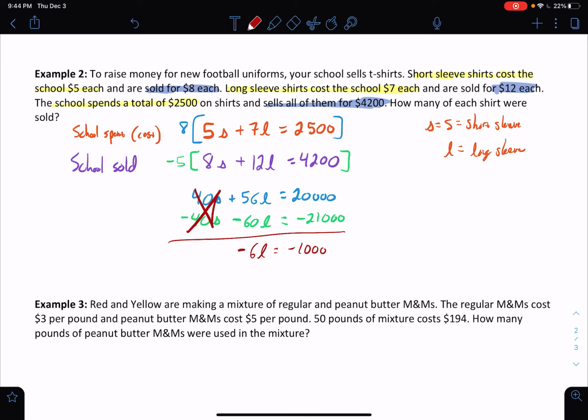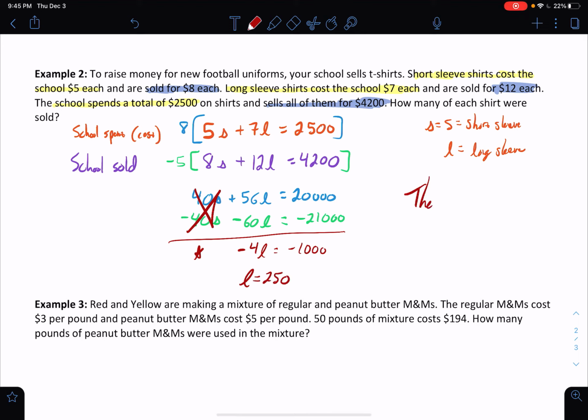All right, so -1,000 divided by 6. Oops, hang on. Back it up. Maybe you caught this mistake. 56L minus 60L is not -6, it's -4L. So, sorry, star that. I made a mistake there. Hopefully you caught it. So, -1,000 divided by -4, that makes more sense. L equals 250.